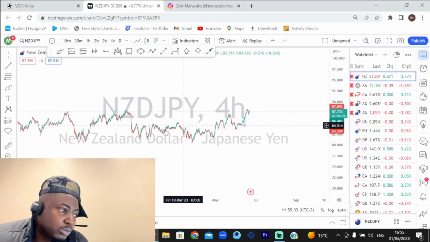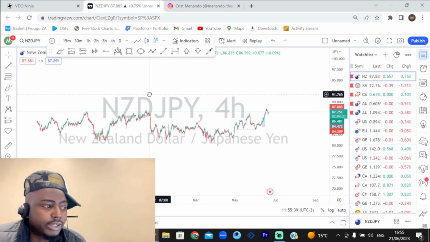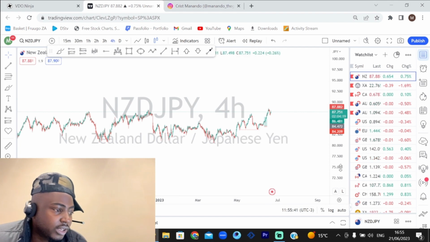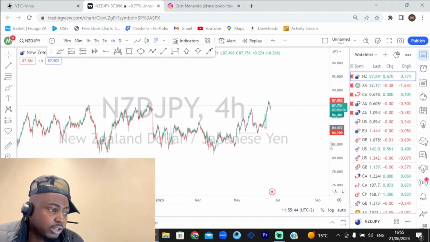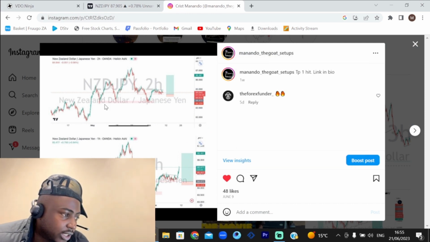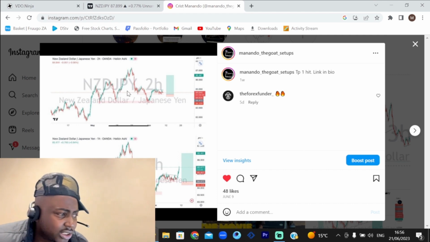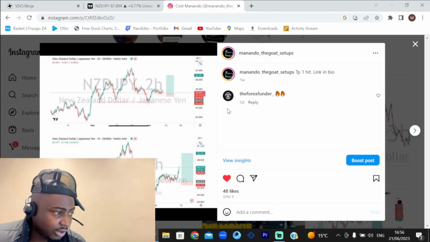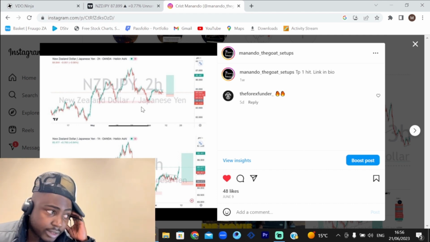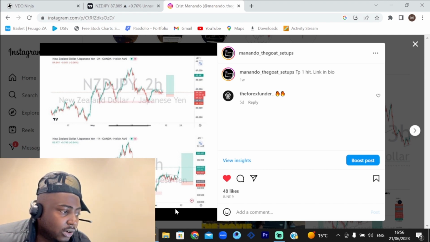So the first pair that we'll be looking at is New Zealand against the Japanese yen, right? If you guys follow us on Instagram at Manando the Goat Setups, you can see that we posted this about a week ago. It was a very simple setup in my eyes. Not much has been drawn. It was a cool buy. Nothing crazy. I'm just gonna explain this setup that I took.